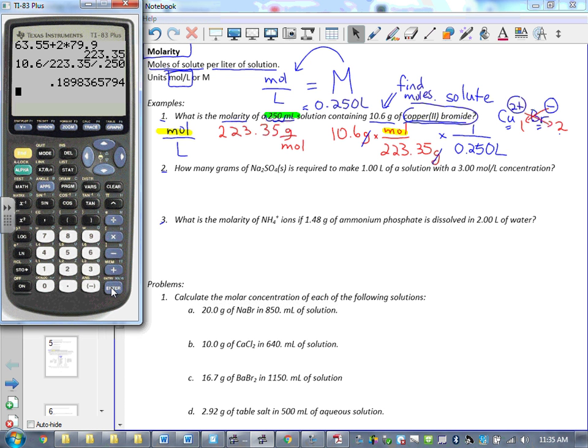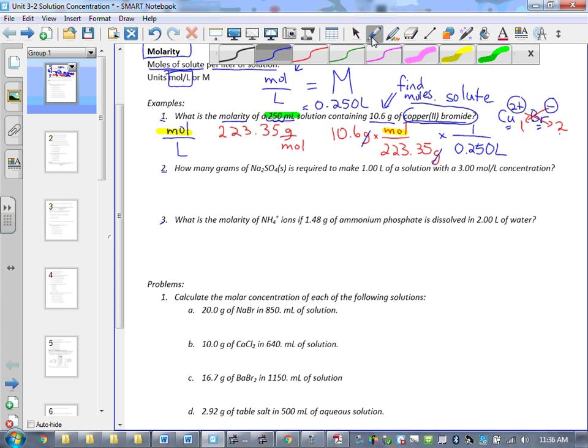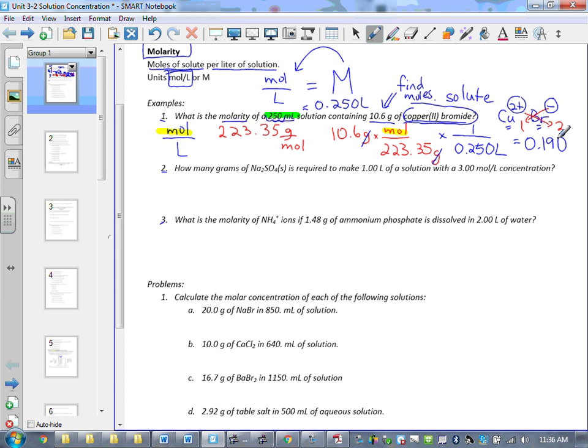So how many significant figures should our answer have? 3. So what are we going to round this number to? 0.190. And what are its units? Moles over liters. MOL over big letter L. Or we could just call them big letter M's. So far, so good?